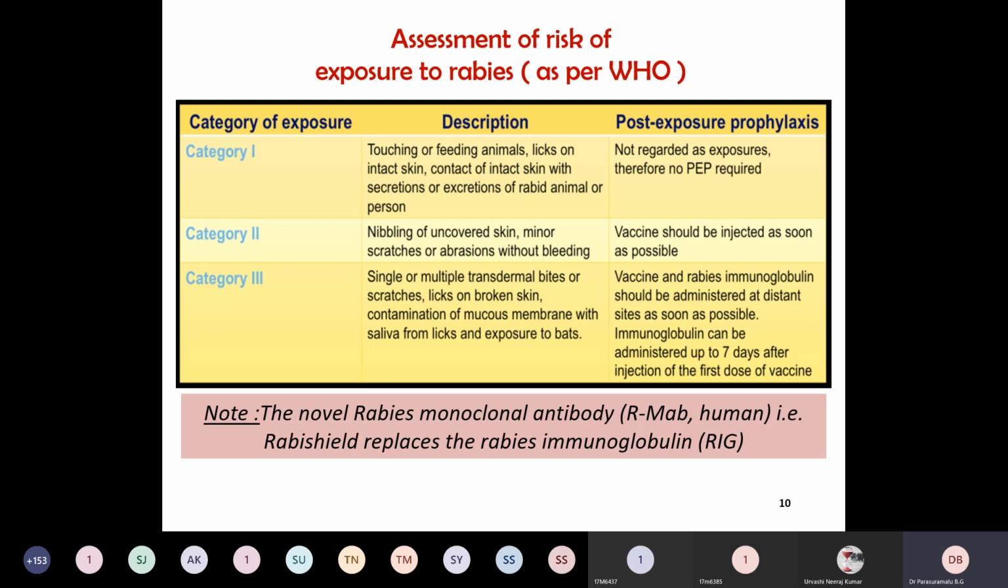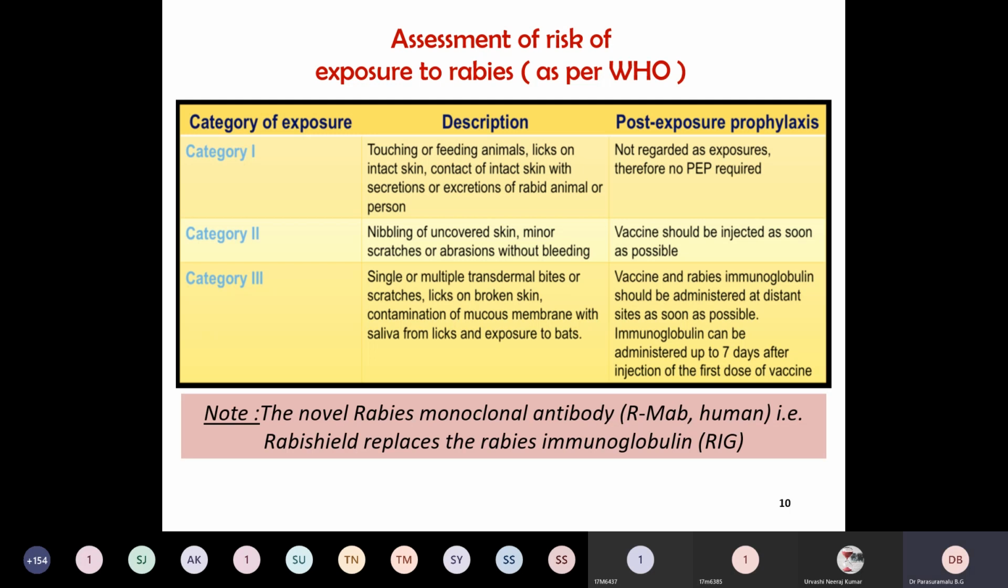You should also note that the virus is neurotropic, that is, it has an affinity for the nervous system, and there is no viremia in rabies. This knowledge is important, because if you give proper local treatment and infiltrate rabies immunoglobulin at the site of the bite, you can prevent rabies or further progression of the disease.